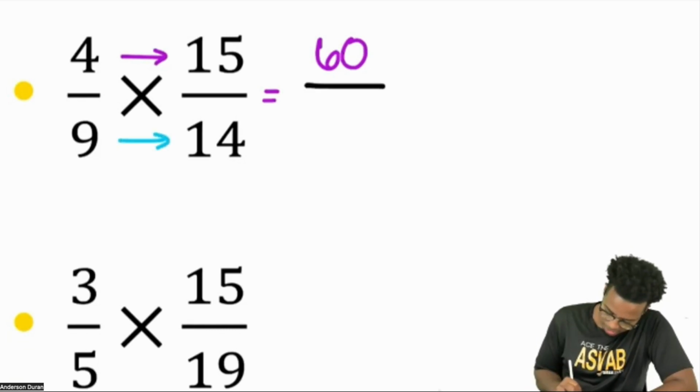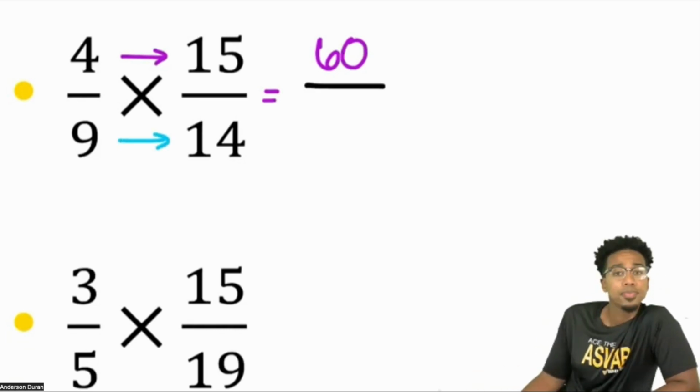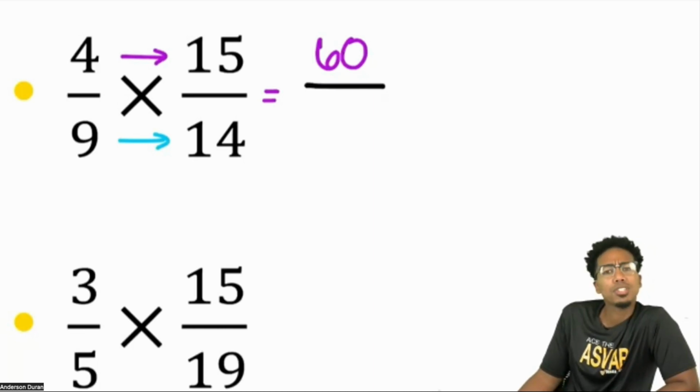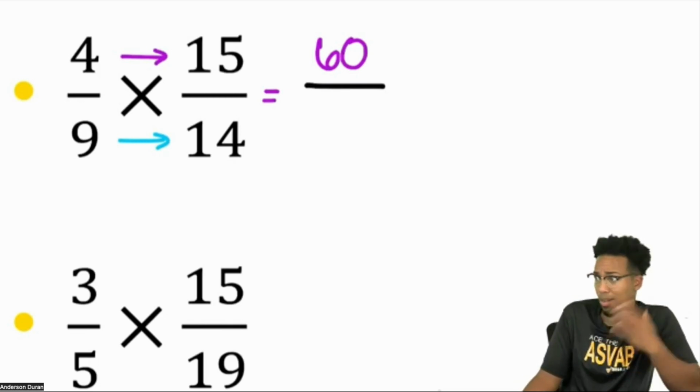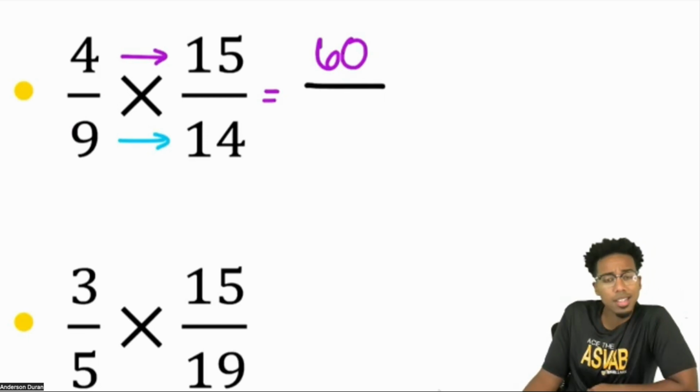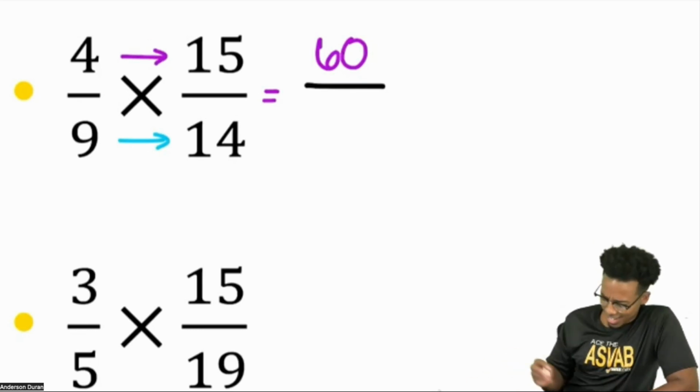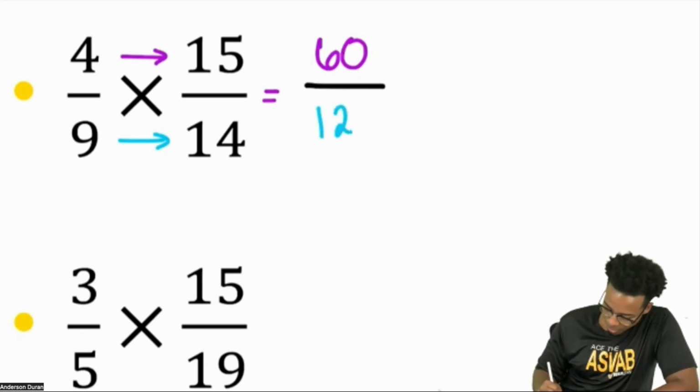And then we got 9 times 14. What's that going to be? Who knows what 9 times 14 is off the top of their head? I'm not going to say it's 126. I'm not the math genius here. What is 9 times 14? 126. Okay, sounds good. So boom, 126.